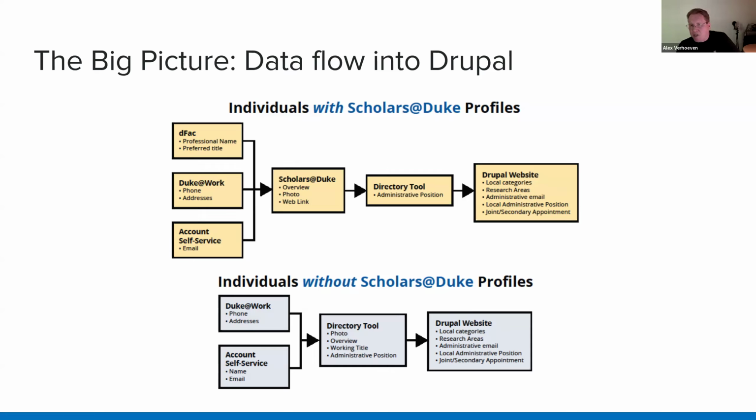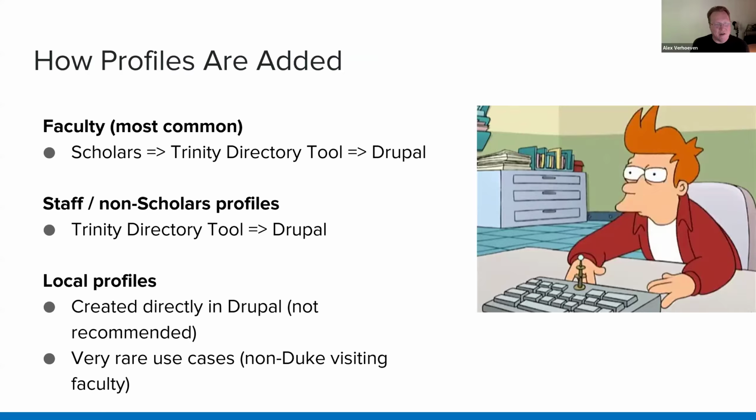There are some very rare use cases where you might want to consider using a local profile, and that would be something along the lines of having a visiting faculty member from a different institution that has no data within the Duke systems of record, like if there was a professor visiting from Carolina, for example.